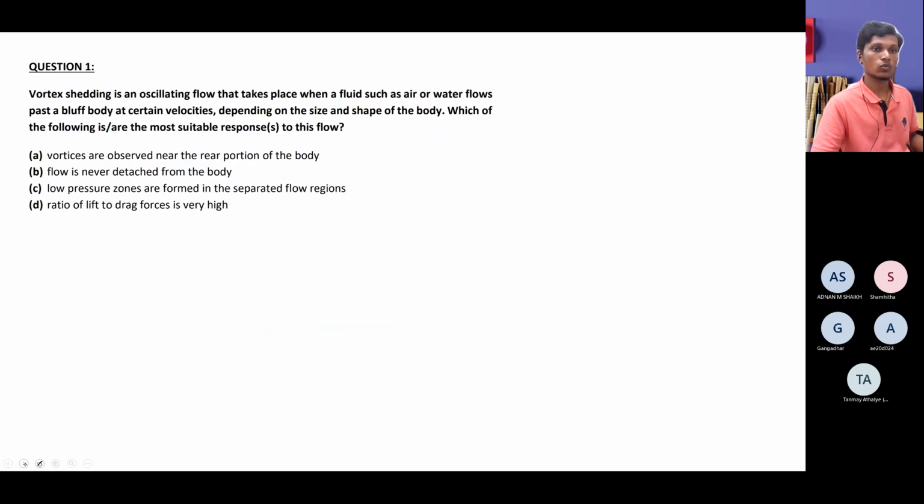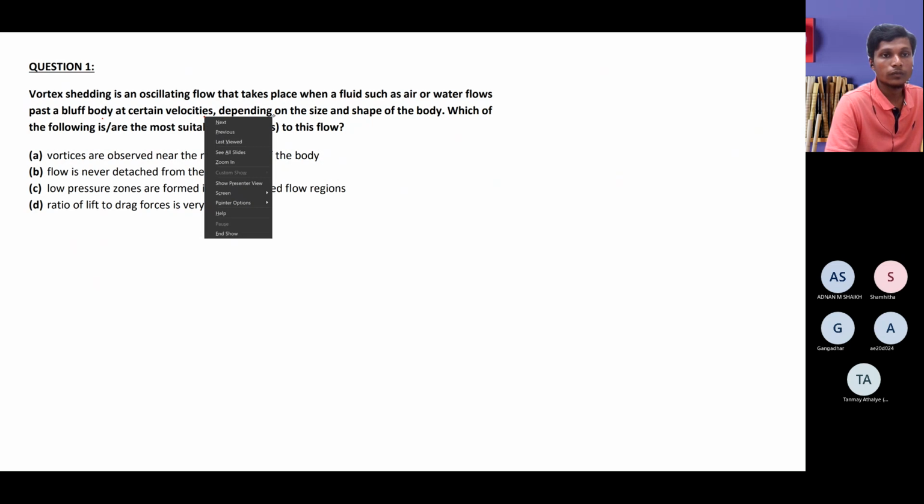So let's go to our first problem. This is our first problem. The first problem they are asking is, vortex shedding is an oscillating flow that takes place when a fluid such as air or water flows past a bluff body at certain velocities. Depending on the size and shape of the body, which of the following is or are the most suitable response or responses to this flow?